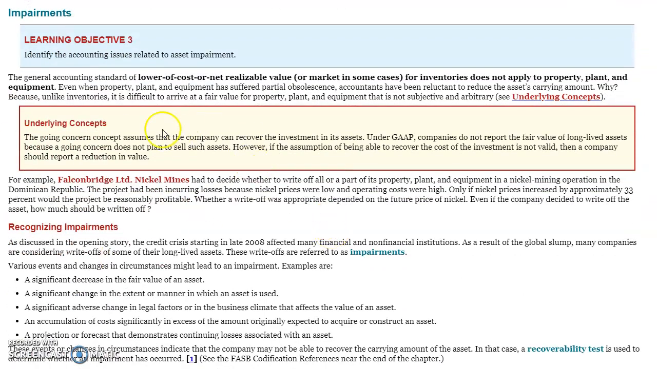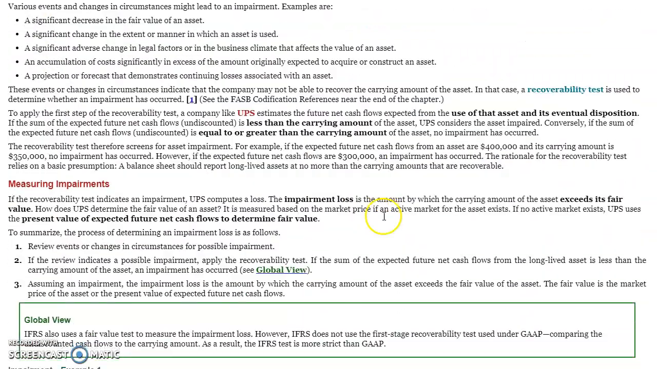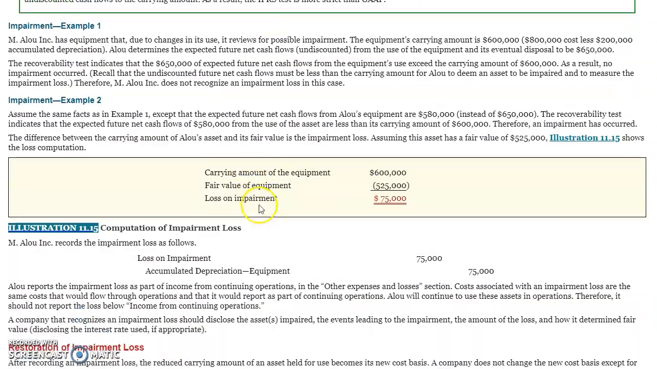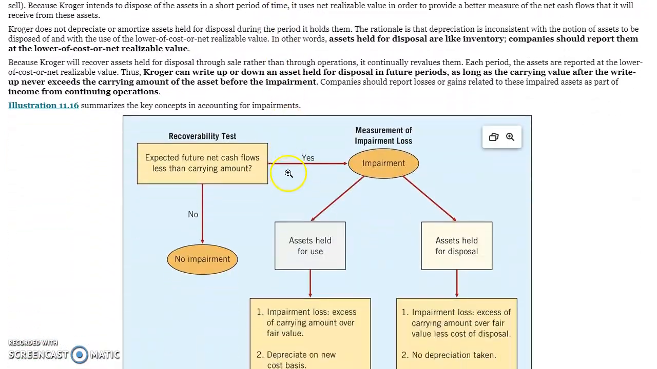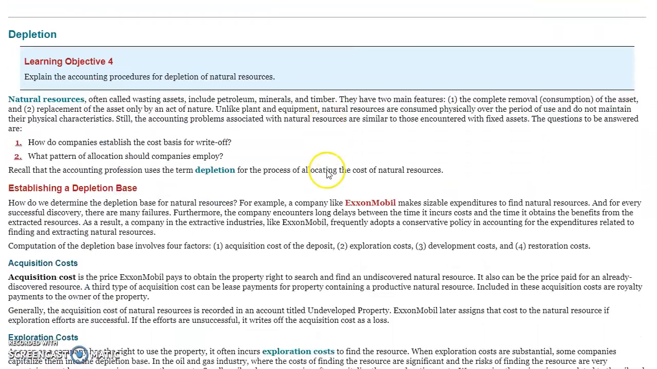All right, impairments. I want you to read through impairments. This is information that could be tested on. Not too worried about that right now in the intro. Impairment losses, not too worried.